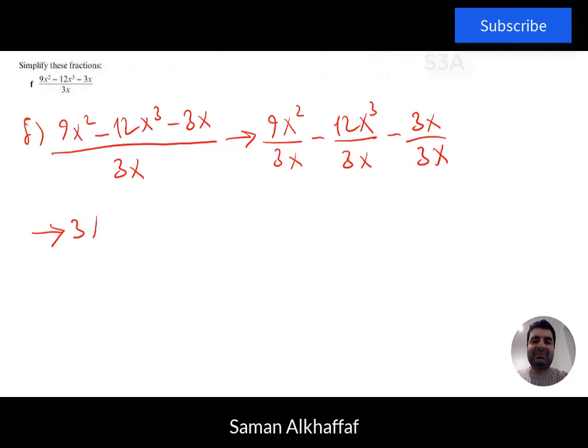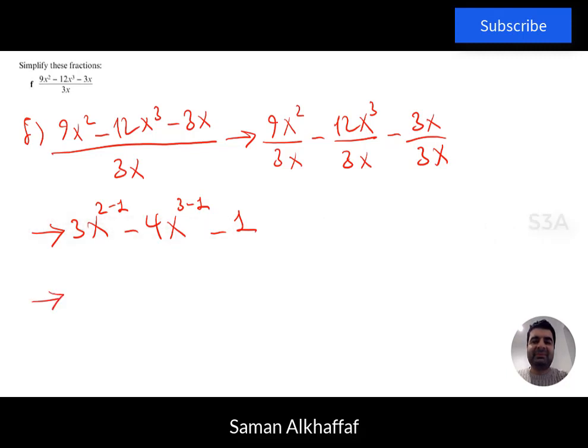So to simplify this expression further, we have the 9 divided by 3, so that will give us 3, and we have x to the power of 2 take away 1. As we move the x up, the power will be from positive 1 to negative 1. And then we have the minus 12 divided by 3, that will give us 4, and the x, when it moves up, becomes a negative 1, so that will give us x to the power of 3 minus 1, minus the 3x divided by 3x. They will just disappear, so that will give us minus 1.